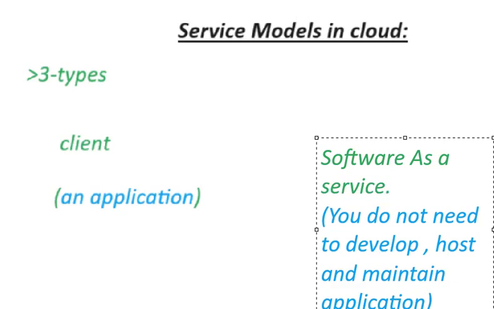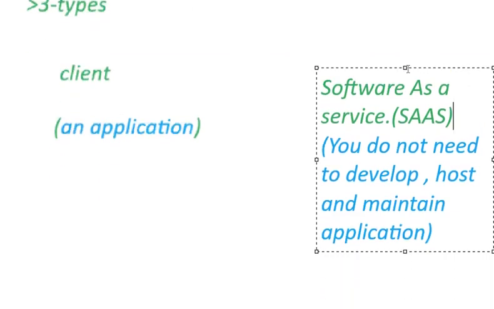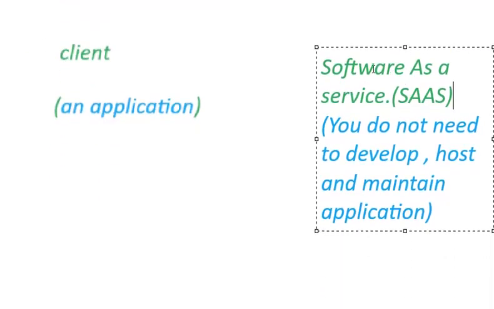So in short, we can even call this SaaS. SaaS, software as a service model. Since it is a software as a service model, we call this model SaaS. Can you provide me some example for this software as a service?